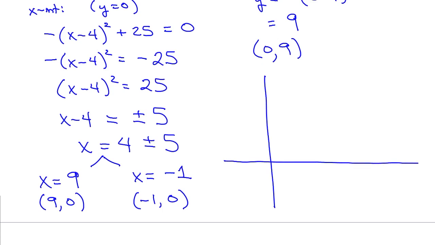We have a vertex at (4, 25). We have an x-intercept at x equals -1, and another x-intercept at x equals 9. We have a y-intercept at y equals 9. The parabola opens down.